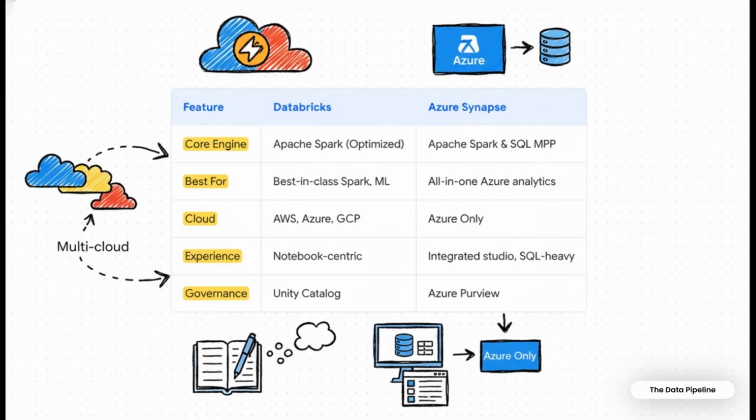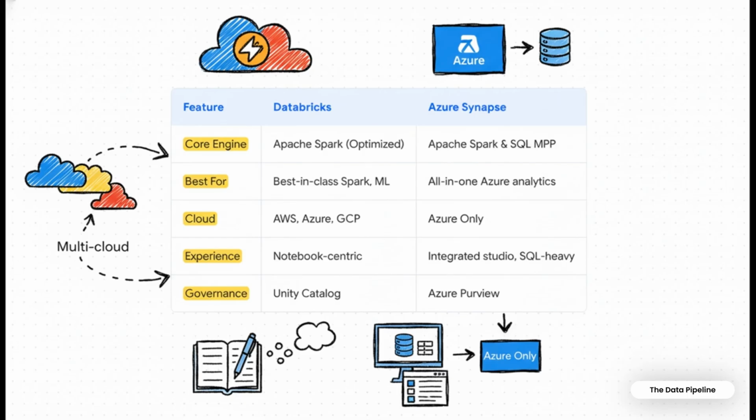First up, the core engine. Databricks is absolutely laser-focused on one thing: giving you the best, fastest, most optimized Spark experience possible. Synapse, on the other hand, combines Spark with its own SQL MPP engine. That stands for Massively Parallel Processing, which is a beast for data warehousing.